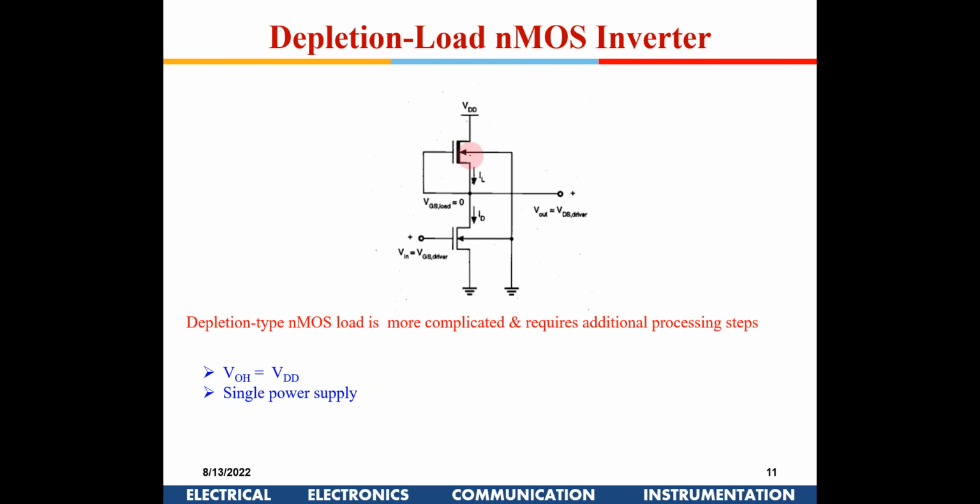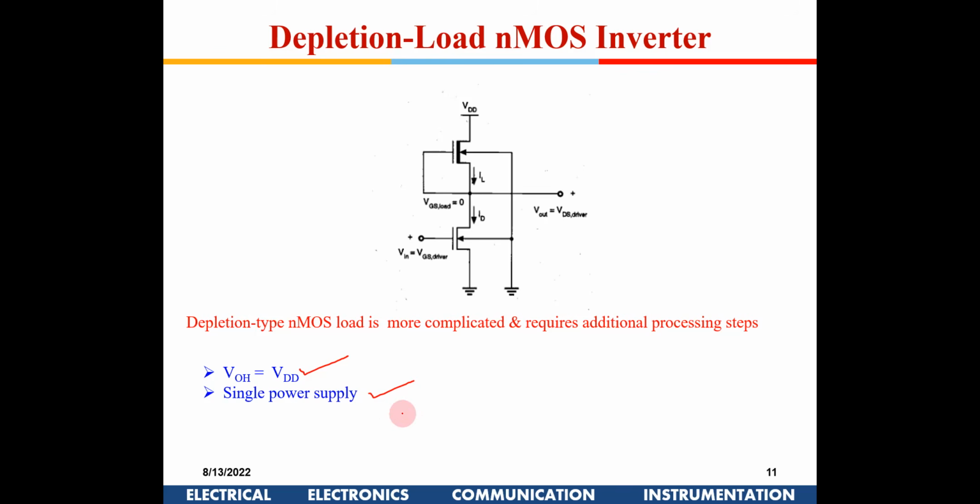So instead of enhancement mode, we can also have a depletion nMOS load. Here, since the VTH is negative, I will get a full VDD. So even though it is nMOS, I can get full VDD because VTH is negative, and I can use a single power supply also. That's not an issue. But these are all enhancement type MOSFETs, and this is a depletion type MOSFET, so it will require one additional process during fabrication.